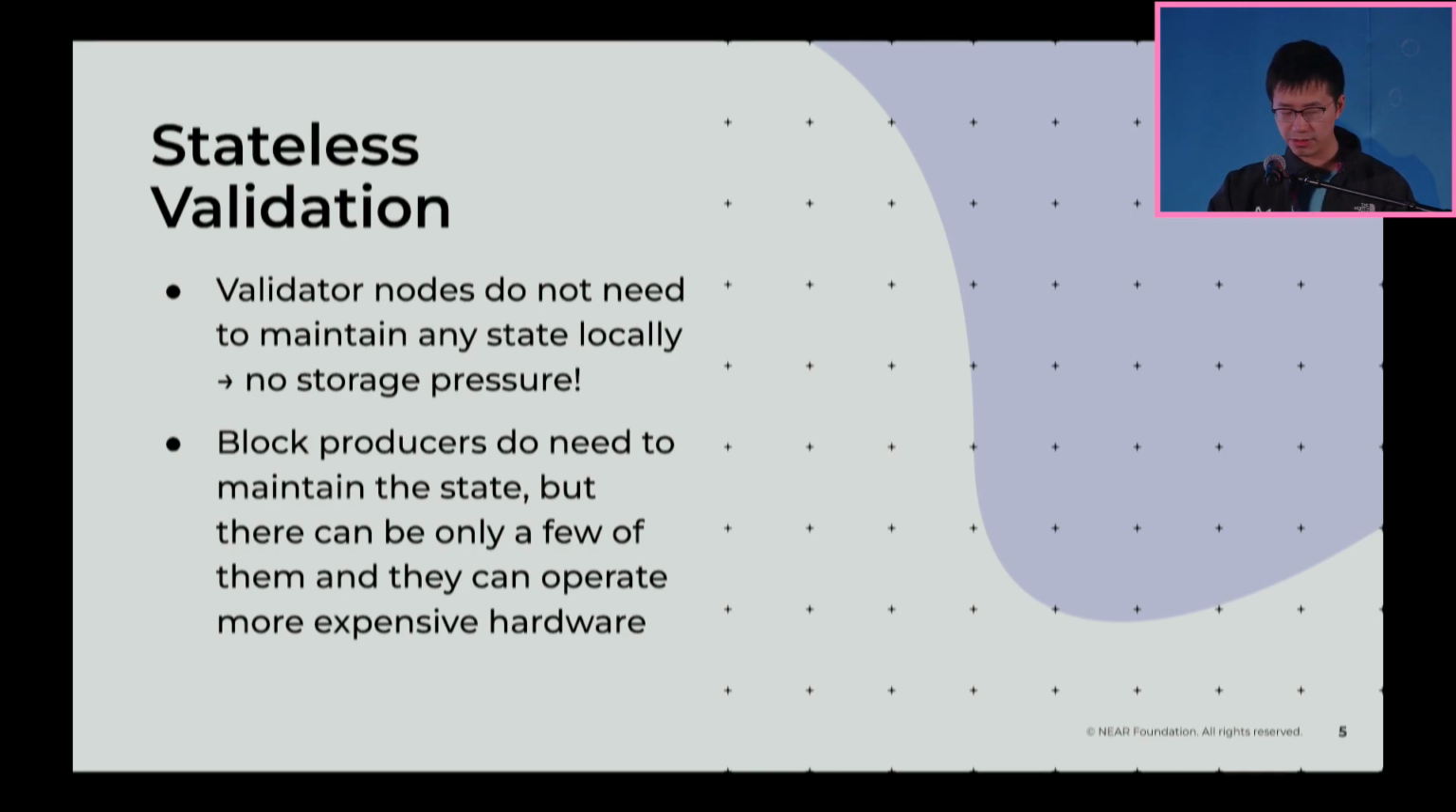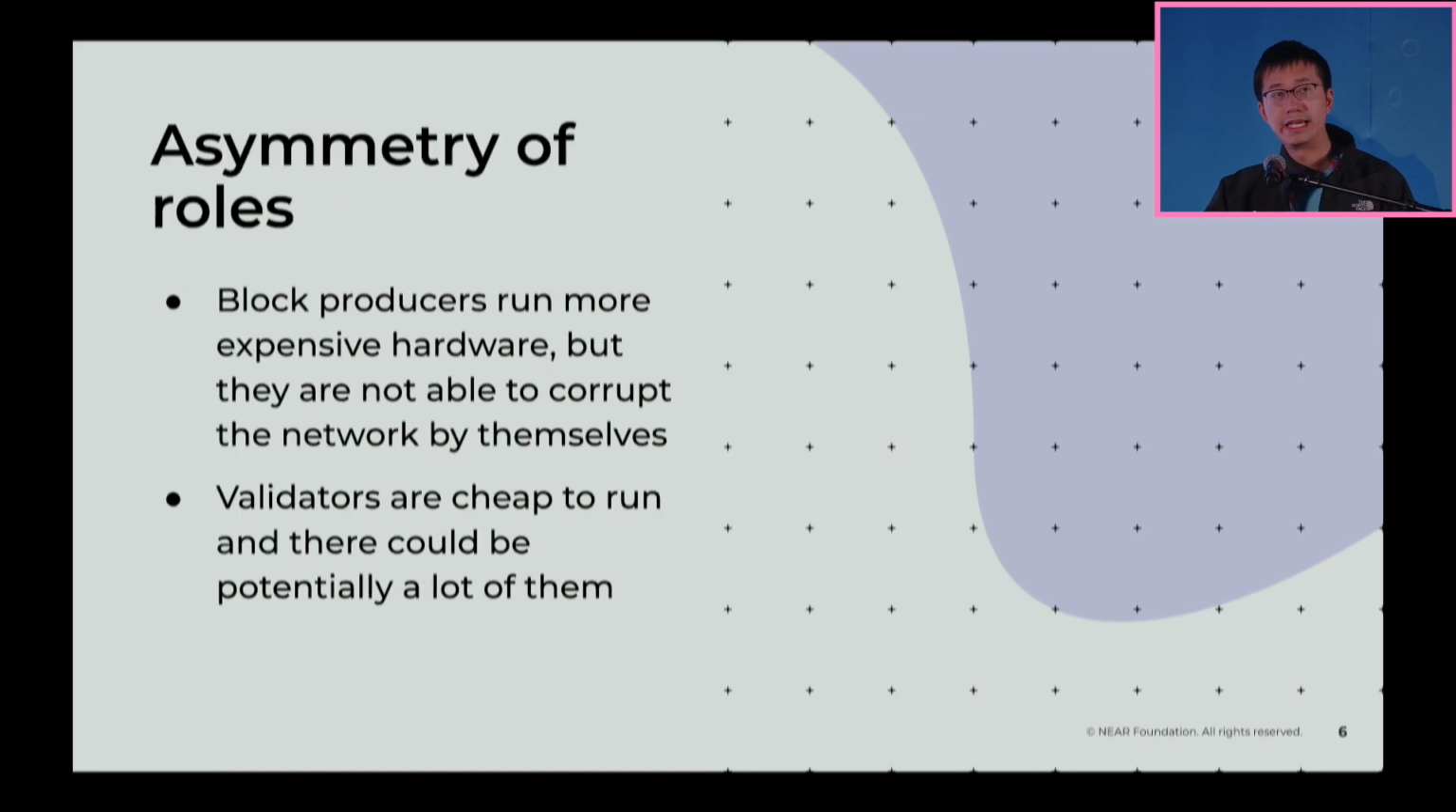So on the other hand, the block producers do need to store the state, but roughly the idea is that there only need to be a few of them in the entire network, and because of this, they can afford to operate more expensive hardware and potentially get more reward as a result. So this asymmetry of roles may feel strange at the very beginning, but it's actually a very elegant design to reduce the overhead of the network and improve decentralization.